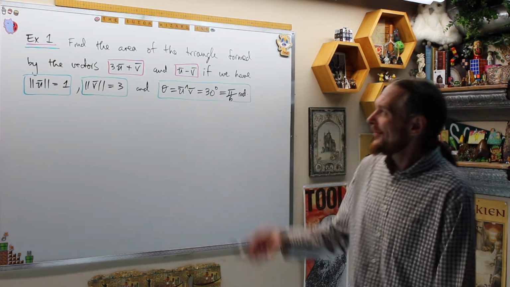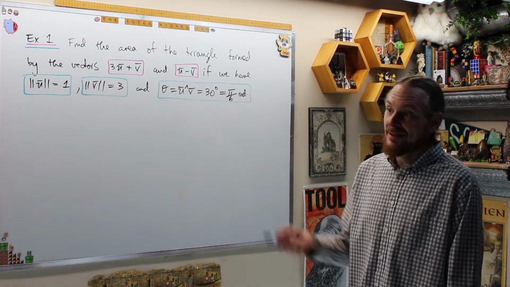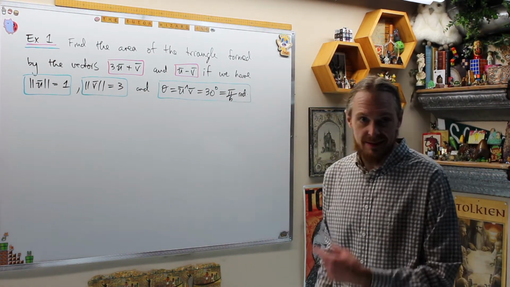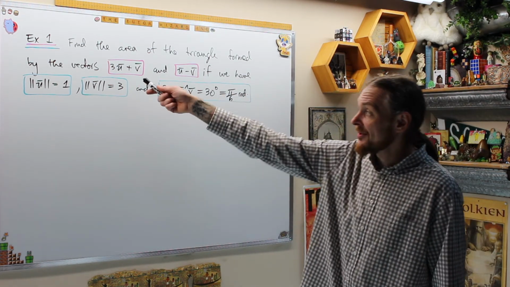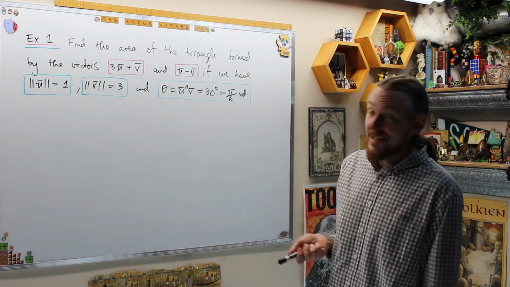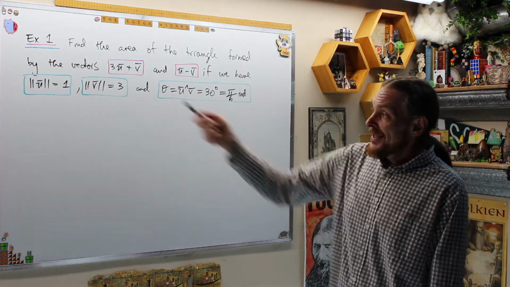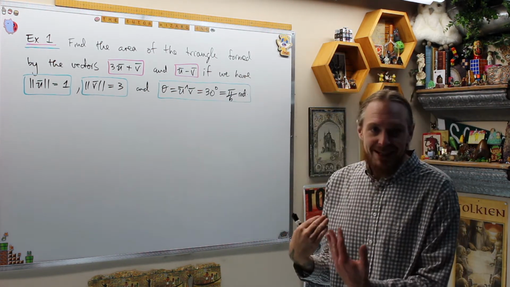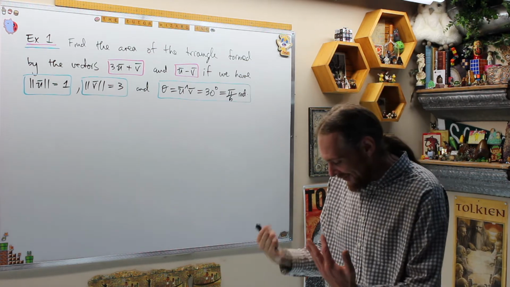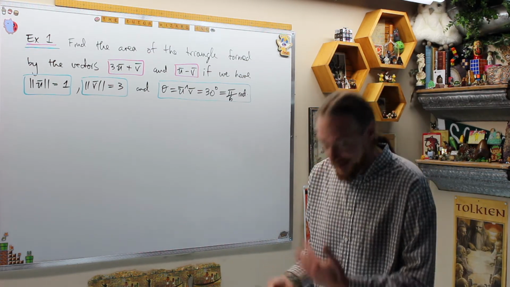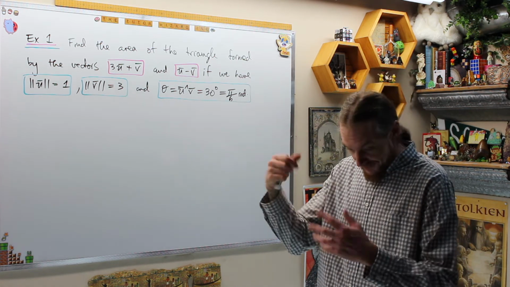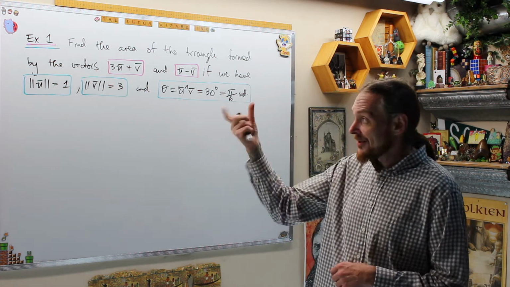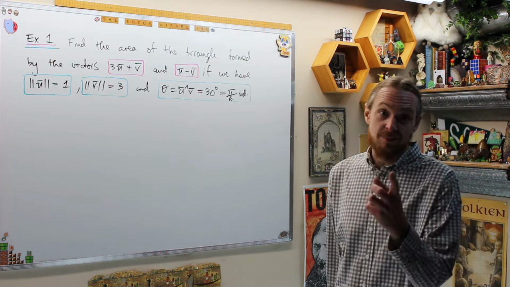All right, example 1: find the area of the triangle, not the parallelogram, formed by the vectors 3U plus V and U minus V. We haven't given you coordinates, so what Mark cleverly likes to do is come up with problems where you have to use the definition of the cross product and not have the coordinates, and use the theorem where we use the properties. That's what's going to happen.